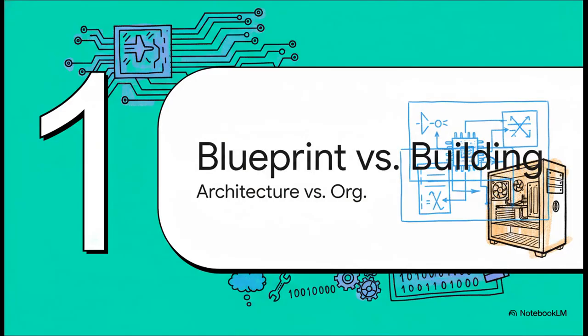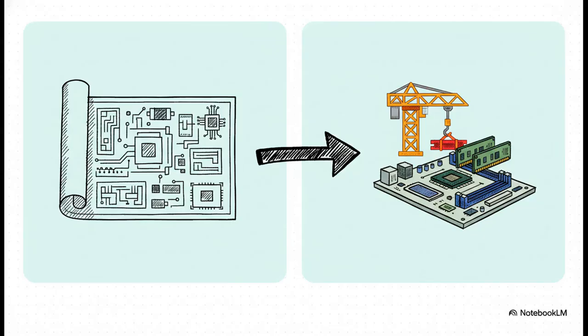Okay, so to even start, we have to get one crucial distinction straight. When we talk about a computer, are we talking about the idea of it, the design, or are we talking about the physical nuts and bolts? Well, it turns out there's a name for both. Think of it like this. Computer architecture is the architect's blueprint. It defines what the computer does, the rules and instructions a programmer gets to use. But computer organization, that's the contractor's plan. It's how all those rules are physically built with actual hardware. So you've got the what versus the how.